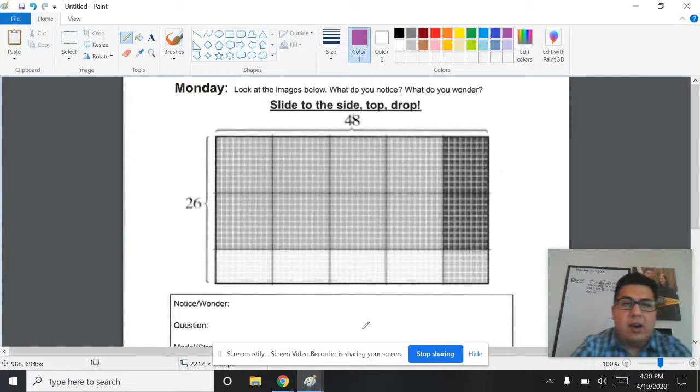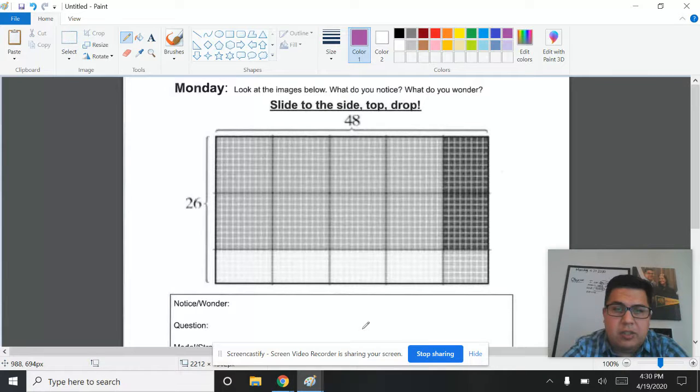Today we're going to go ahead and review our Monday assignment. Let's look at our notice and wonder. As we're looking at this notice and wonder, I'm seeing there's some numbers on the side. I'm also noticing that there looks like there's base 10 blocks as well.